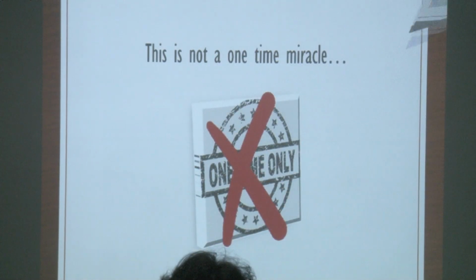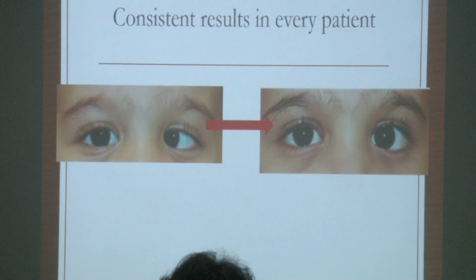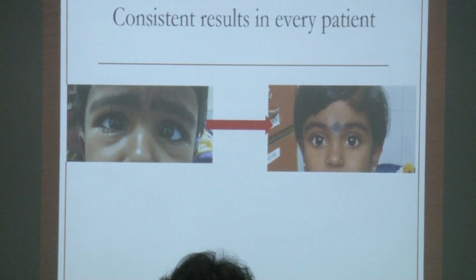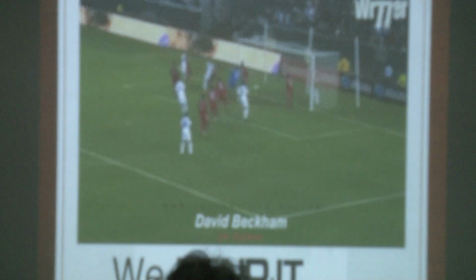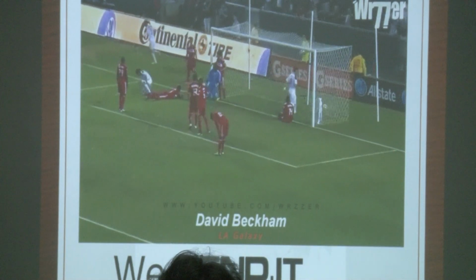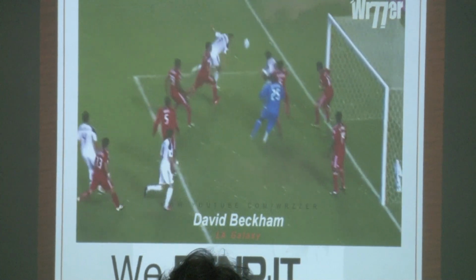So was this a one-time miracle? No, we have had consistent results in all children with large angle esotropia with just 2 muscles. So we bend it like Beckham with a corner shot of botulinum toxin.